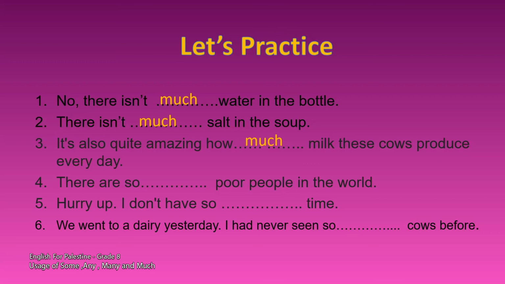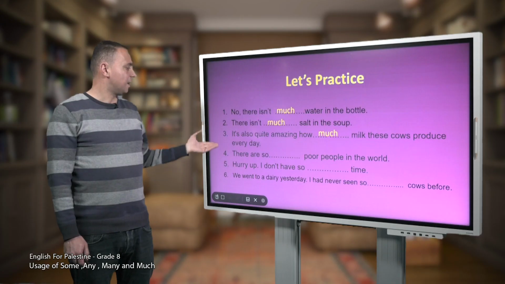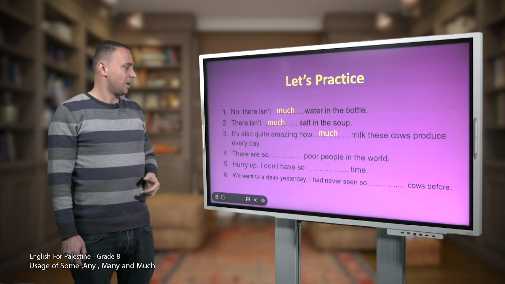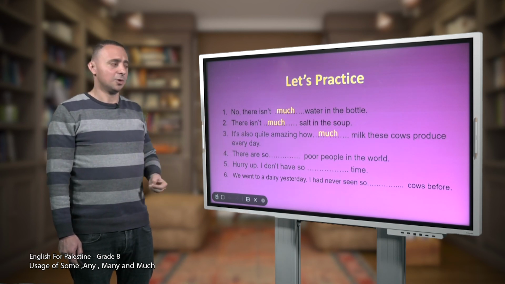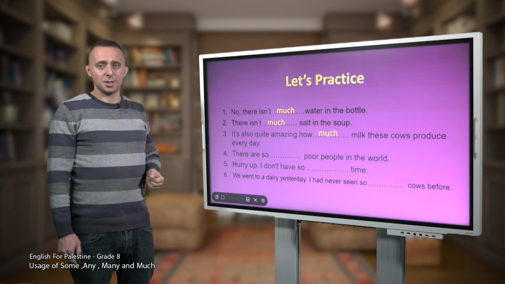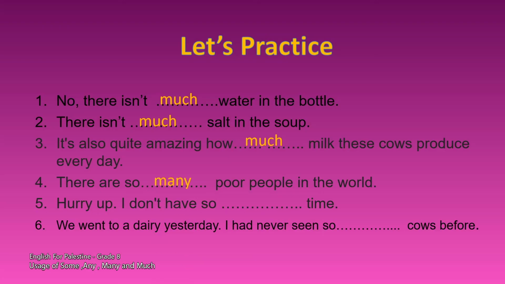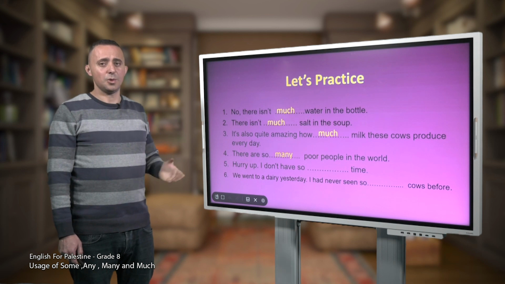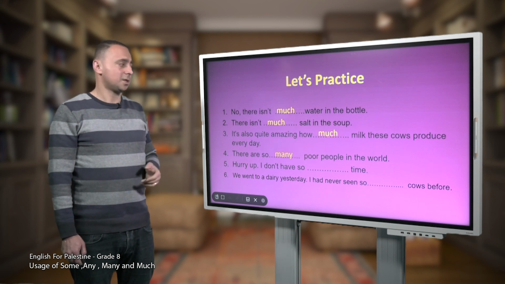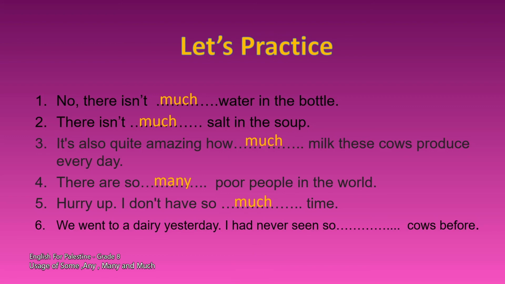What about number 4? There are so poor people in the world. Is poor people a countable or uncountable noun? Countable noun. So do we use many or much? Many. Very good. So many poor people. Number 5, hurry up, I don't have so time. Is the word time countable or uncountable? Very good, it's uncountable. So we use much. So the correct answer is much time.